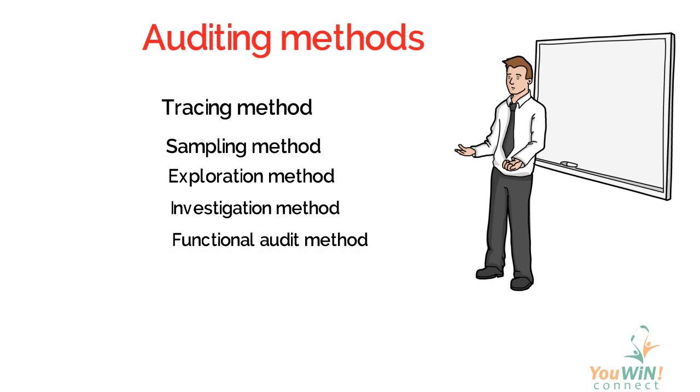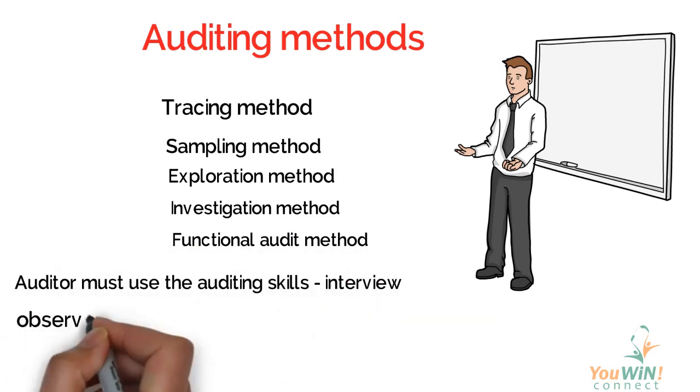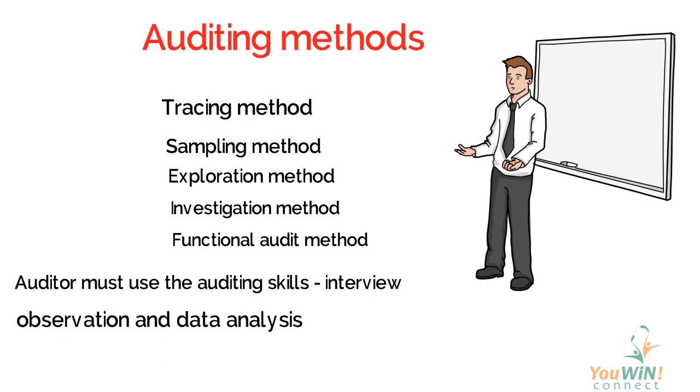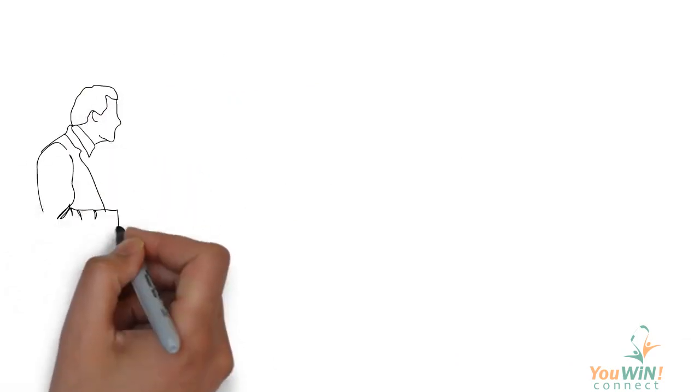Auditors could choose some methods when conducting an audit, but with any method chosen, the auditor must use the auditing skill, which is the interview, the observation, and data analysis. The sampling, exploration, and investigation method will likely be familiar to you SMEs, but tracing and functional audit method may be unfamiliar. But the two basic audit methods are the tracing and functional method.